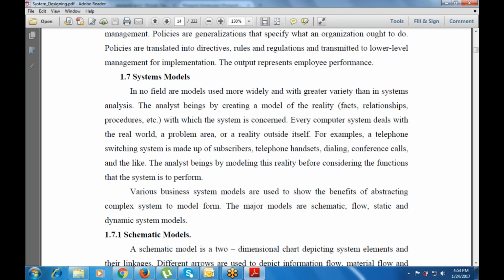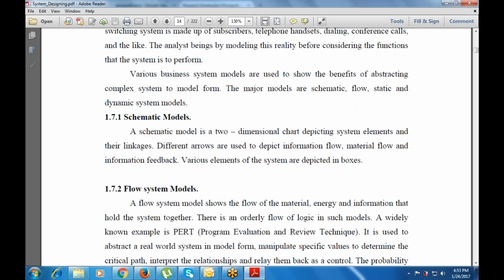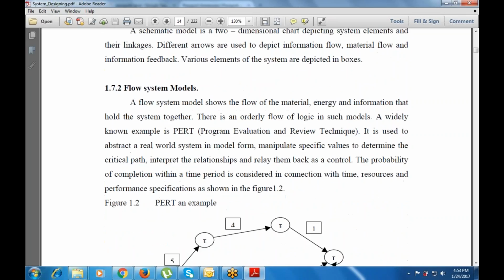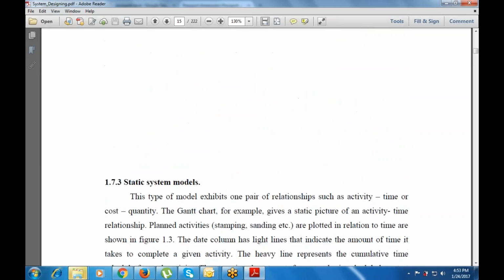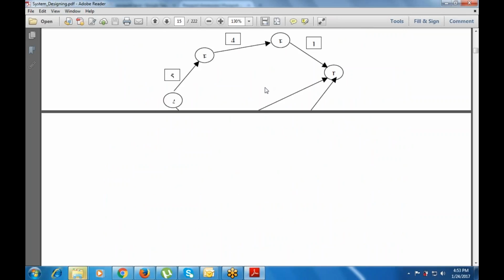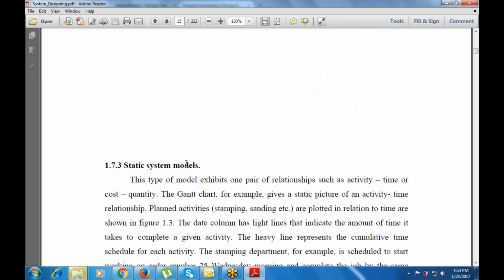Next is the system model. What are the system models that are used? One is the schematic model. Then the flow system model. What is the flow system model? That is represented by PERT, program evaluation and review technique. CPM, the critical path method. Then the system input or the system unit.